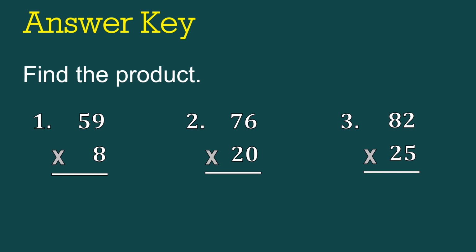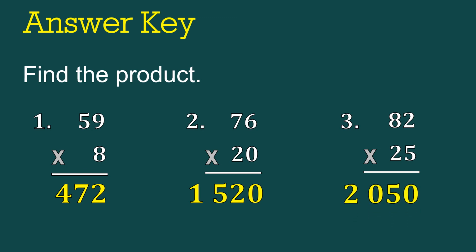Here are the correct answers to the questions. 59 times 8 is equal to 472. 76 times 20 is equal to 1520. 82 times 25 is equal to 2050. No sweat, right? Amazing!